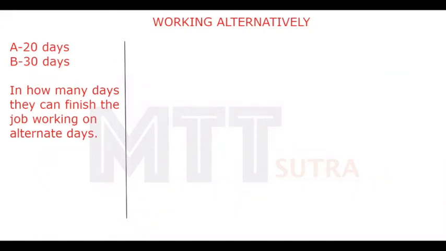So what is given in this question? A takes 20 days to do the job. B takes 30 days to do the job. In how many days can they finish the job working on alternatives? What is working on alternatives? Let us understand first. Suppose this is my timeline of work. If I divide into days, then if A comes the first day, B will come the second day. A comes the third day, B comes the fourth day, and it goes on accordingly till the completion of the job.